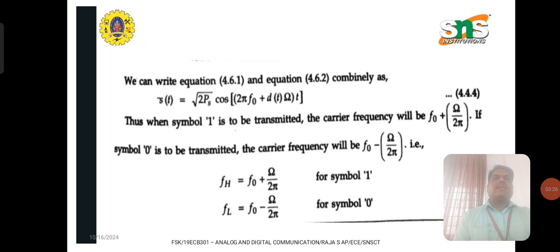We can write the previous two equations combined as s of t is equal to root 2 P_S cos 2 pi f naught t plus d of t into omega of t. Thus, when symbol 1 is to be transmitted, the carrier frequency will be f0 plus omega by 2 pi. If symbol 0 is to be transmitted, the carrier frequency will be f0 minus omega by 2 pi. That is, in general, whenever bit 1 comes, the high frequency is f0 plus omega by 2 pi. Whenever symbol 0 is transmitted, the low frequency is f0 minus omega by 2 pi.